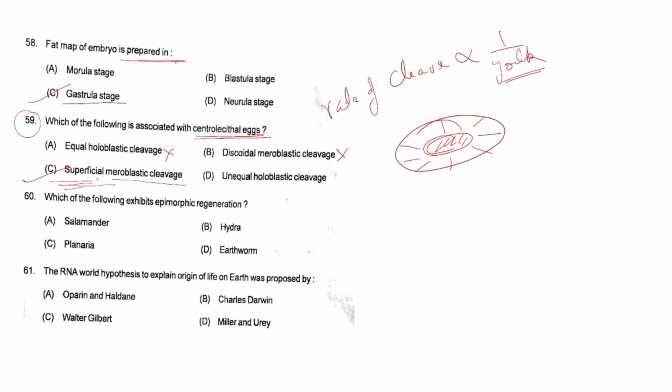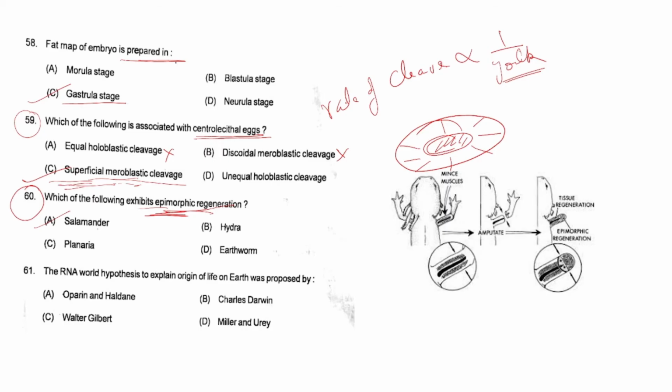Remember the organisms in which these types of cleavage occur. There can also be questions on them in upcoming examinations. For example, superficial cleavage occurs mostly in insects. Next, question number 60. Which of the following exhibits epimorphic regeneration? Simple epimorphic regeneration occurs in the salamander. You can see here, whenever the limb of the salamander is amputated or cut, the regeneration occurs right there. This type of regeneration is called epimorphic regeneration.